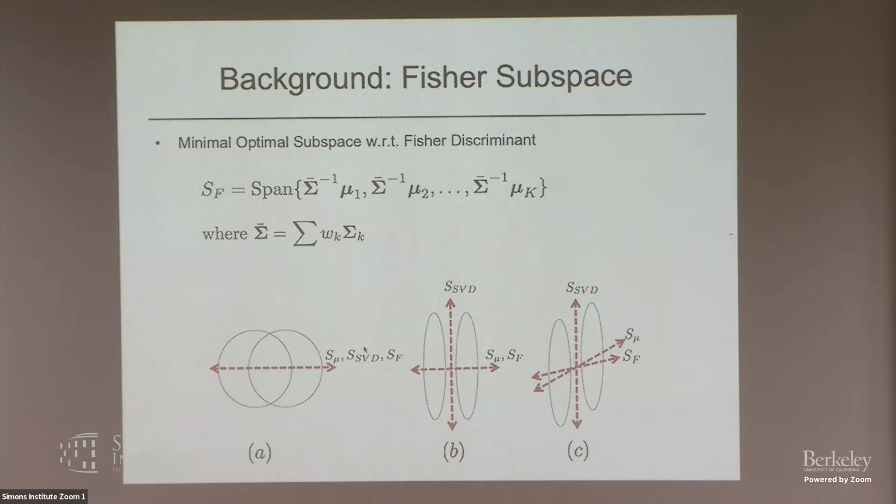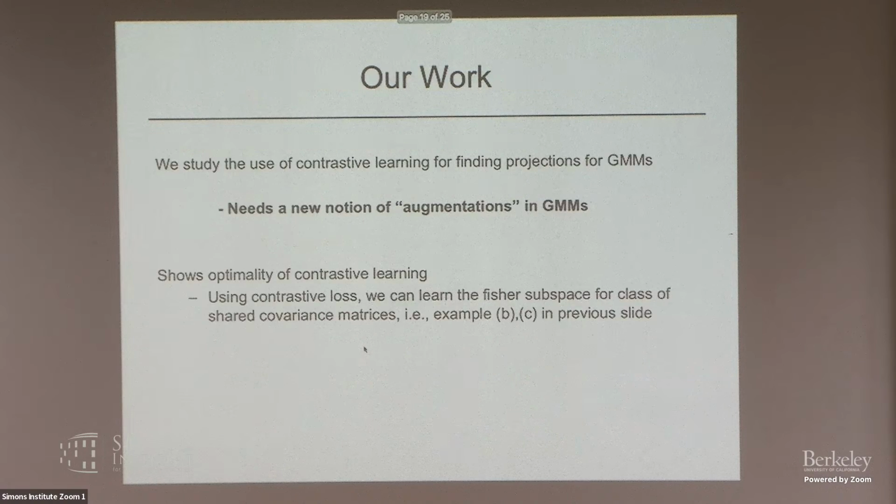Okay, so this is the Fisher subspace. Fisher subspace is nice, and we want to get it. SVD does not give you the Fisher subspace, based on these examples. SVD does give you the Fisher subspace if you have isotropic Gaussians, where your Gaussians look like spherically symmetric balls, even of different sizes. But otherwise, no.